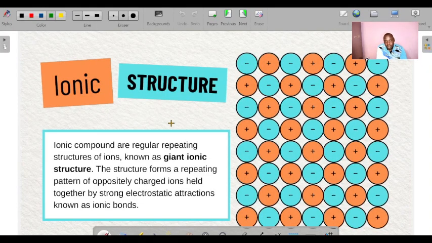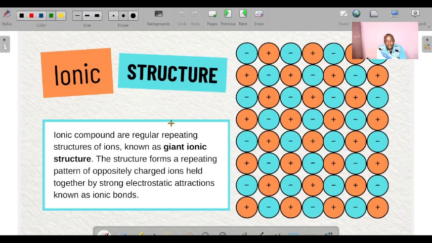So all those compounds that are going to have ionic bonds have a structure which we call a giant ionic structure. It is simply ions that are joined together in a regular and repeating pattern to form one big structure. And because it's made up of ions, that's why we are calling it a giant ionic structure.